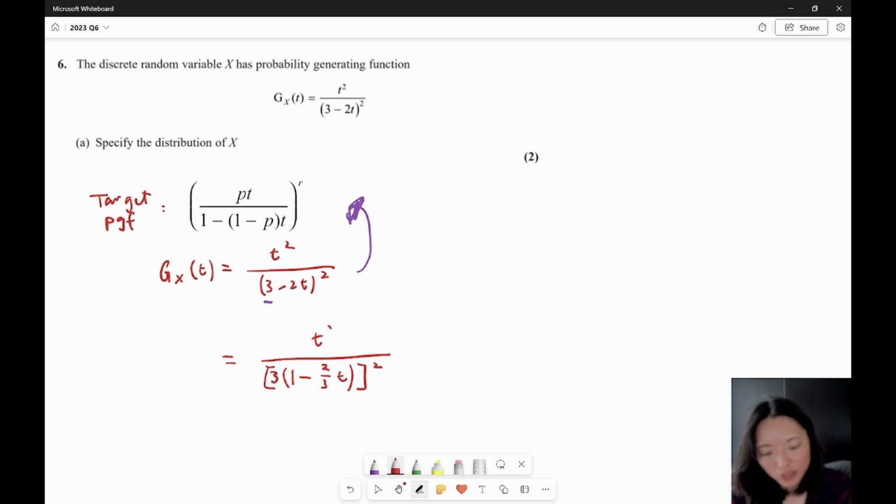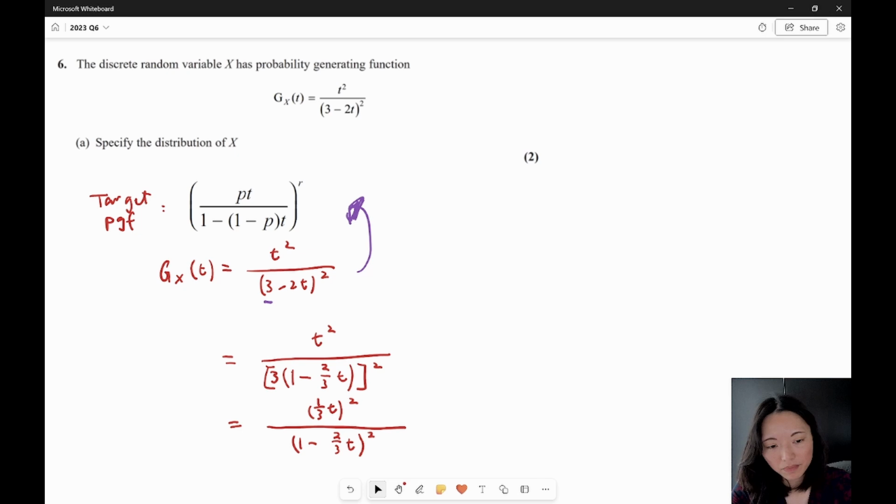The top part is still unchanged. Now I'm going to divide the top and bottom by 3 squared. So that becomes 1 over 3t squared, and that becomes 1 minus 2/3 of t squared. This is looking promising. Here I'm getting a hint that maybe r could be 2, maybe p could be 1/3. Let's see whether that works.